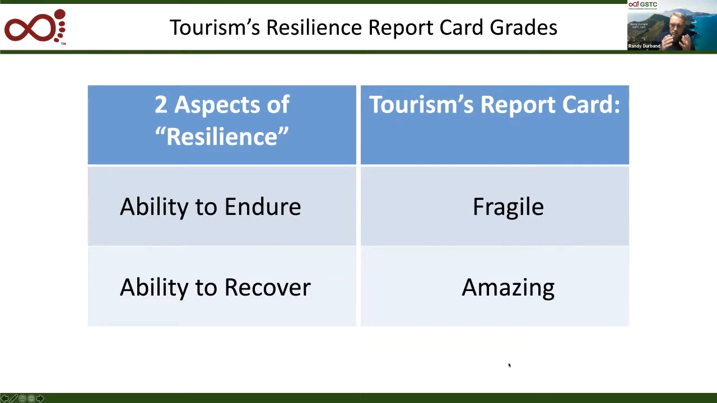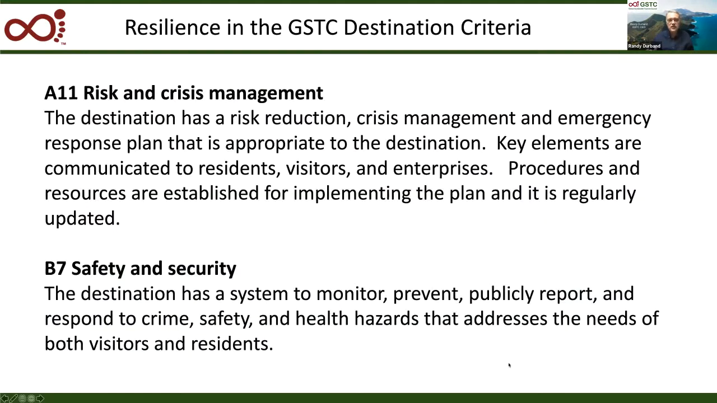I think we have to learn from that and really take coronavirus to heart to realize, hey, yes, there will be tsunamis, there will be epidemics, there will be problems. We have to plan for that. That's actually in the criteria as well. Risk and crisis management. This is from the destination criteria. But I think this is a lesson businesses need to learn.